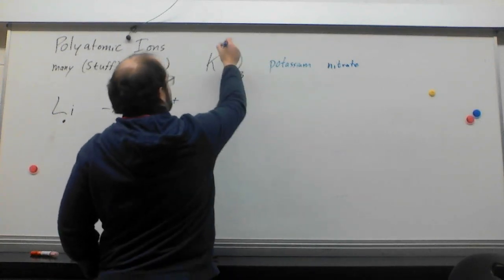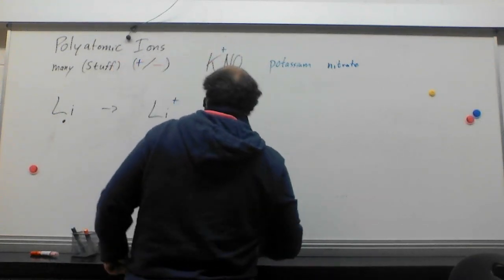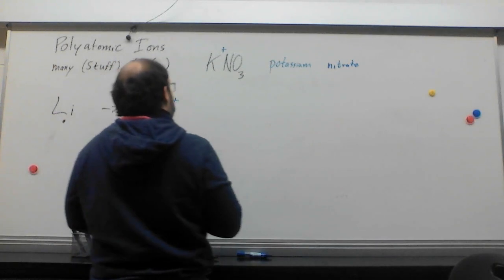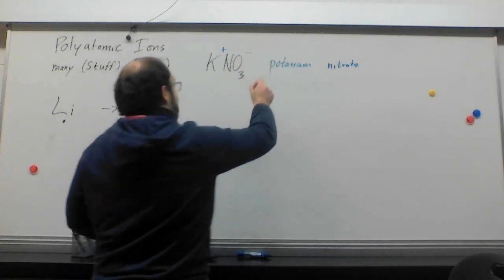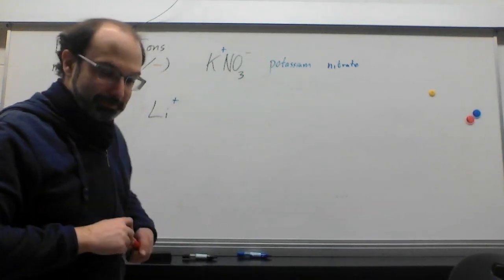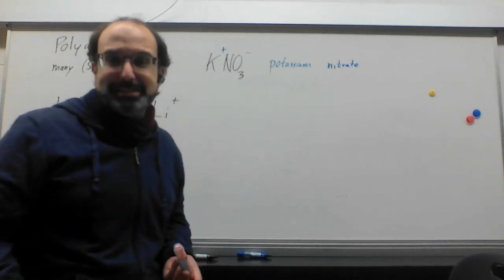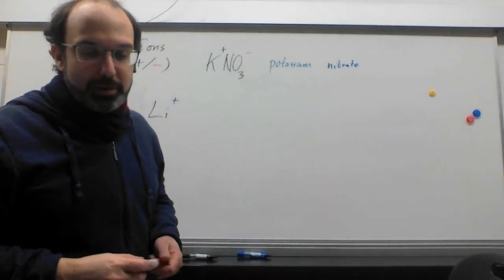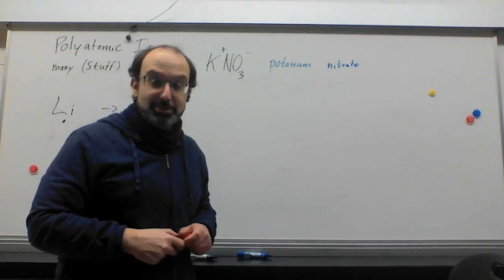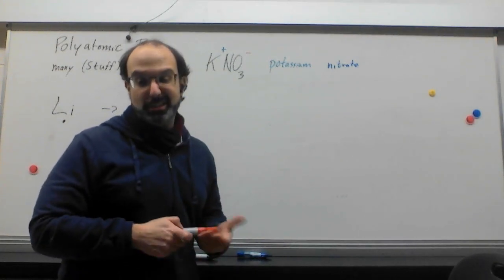We know how to do that because the potassium's always the same. It's always plus. And there's only one nitrate, which means it has to be minus. That's kind of it. They're more complicated because there are more pieces, but in terms of actually using them, it just comes down to looking stuff up.